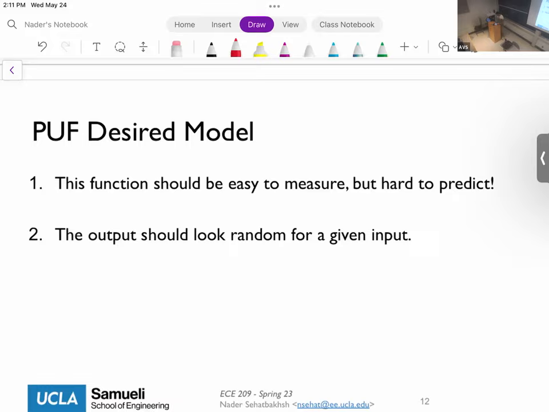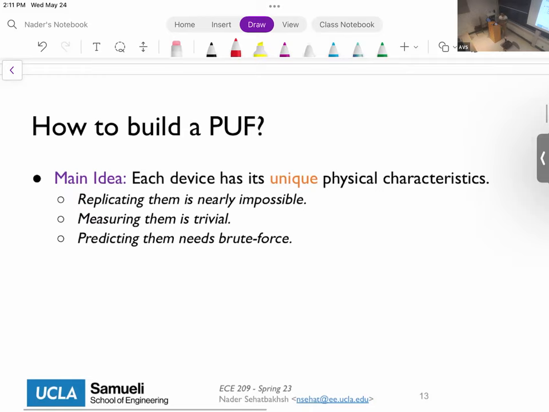So how do we build PUFs? The fundamental idea is that we are building on the fundamental fact that if I build different hardware, each one is going to have unique characteristics, and I'm going to use those unique characteristics somehow.